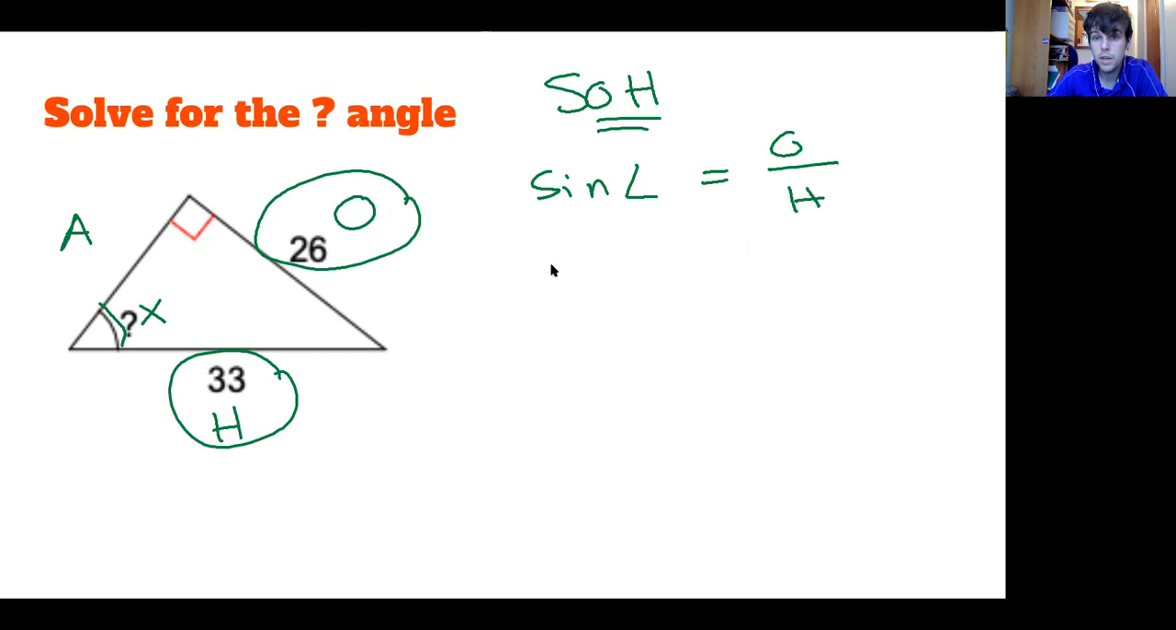Substitute in those values that we know. Obviously, we don't know the angle. That's what we're looking for. Opposite is 26 over hypotenuse is 33. Now, some people are going to be able to switch this really fast.